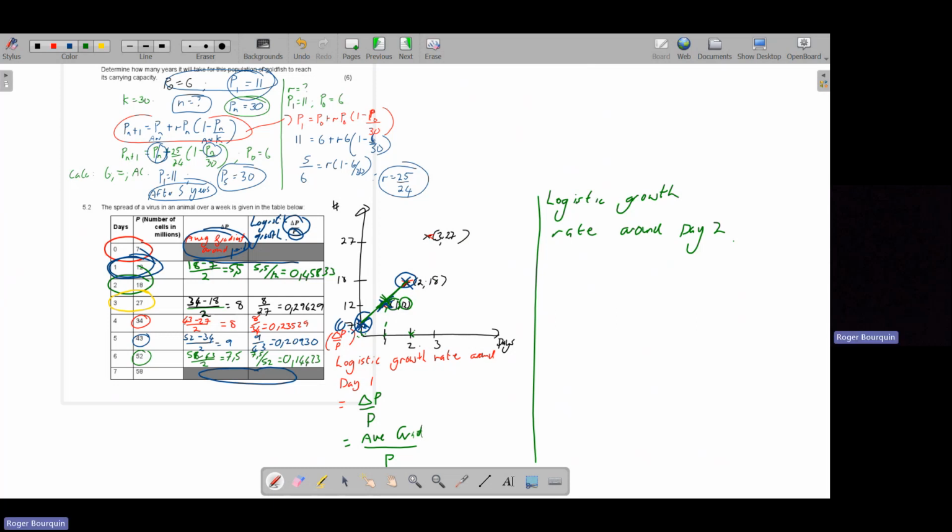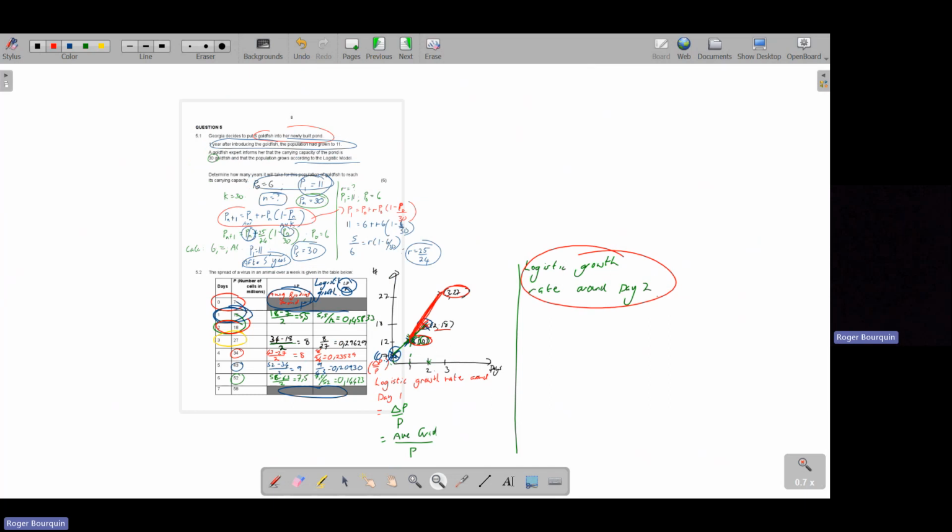If I look at the logistic growth rate around point 2, so around this point over here, well, I have the value before, which is 112. I have the value after, which is 327. So I'm looking for the gradient. The average gradient around that point is the average gradient joining the two endpoints. But the gradient joining the two endpoints doesn't have to go through the middle point. So here, the logistic growth rate around point 2 is going to be the average gradient around point 2.